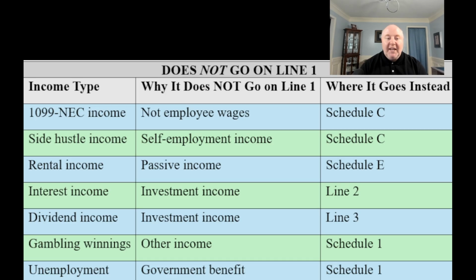Gambling winnings, Schedule 1. That's where that one's going to appear. Your gambling winnings is Schedule 1, other income. All right, unemployment is still taxable, but it goes to Schedule 1.